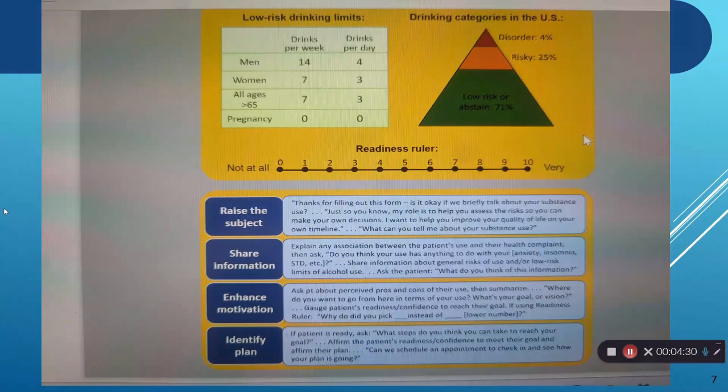So the intervention part: let's pretend they scored moderate to high risk. What do we do? How do we talk to them? First, we want to raise the subject. Thank you for filling out the form. We want to ask them, oh, I see that you filled out the score on this form. Can I ask you an open-ended question? Explain why you filled it out this way?